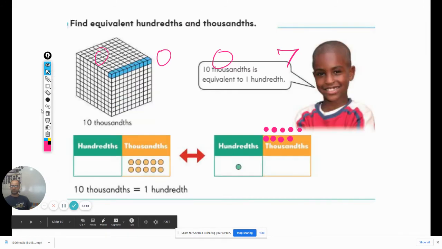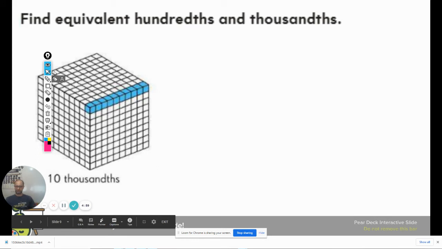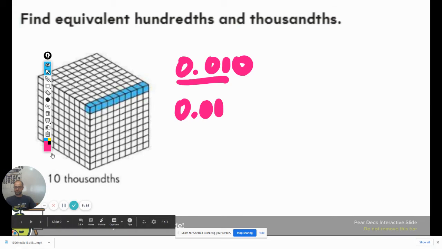Oh, 10, whoa, 10 thousandths. What's equivalent to 10 thousandths? If I wrote that as a number, 0 and 10 thousandths is also going to equal 0 and 1 hundredth, right? Let's keep going.